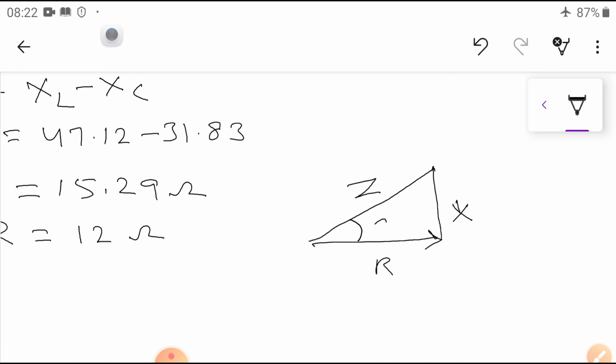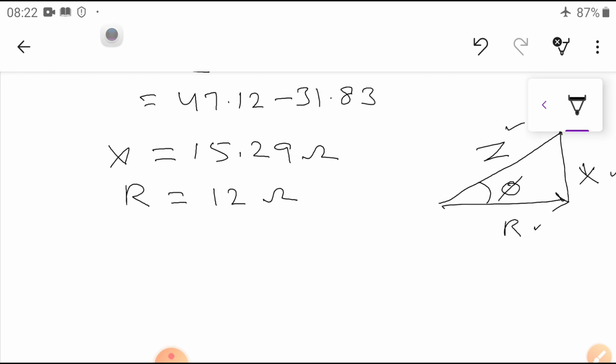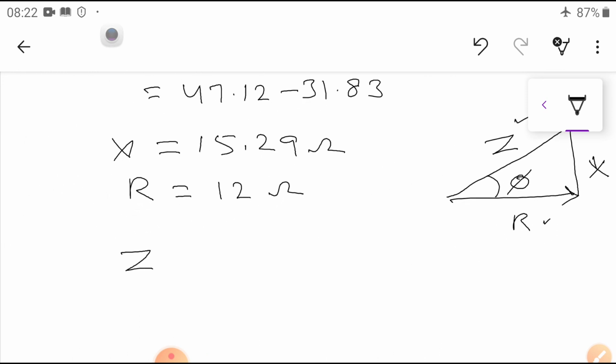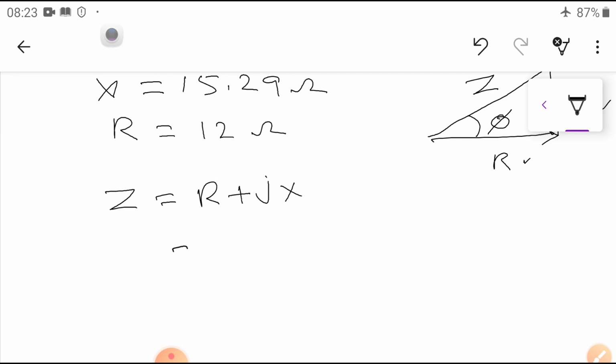So this is the phase angle. Now I know this value and this value, and I want to find this one. So what is the Z? Z is equal to R plus jX. Now substitute these values: Z is equal to 12 ohms plus j15.29. Okay, this is the Z.